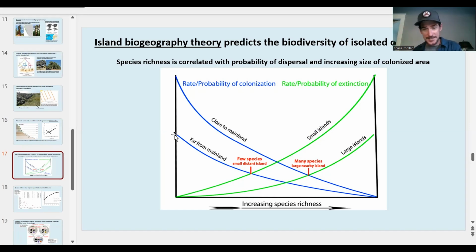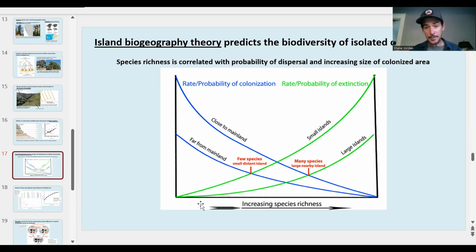In contrast, the smaller that an island is, and the further away it is from a mainland colonizing source population, the lower the probability that there will be dispersal to it, and the lower the species richness that will occur there. And this also has something to do with rates of extinction.